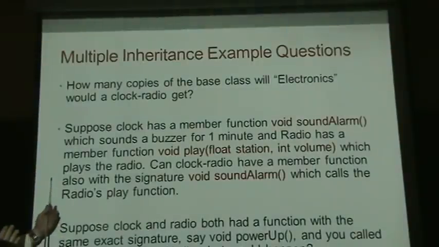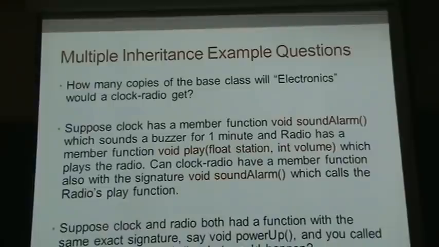Now you've inherited from both of them. You now have two methods with the same exact name. Can the clock radio call PowerUp, and which one would it call? Would it take the one it got first from the clock? How does it know which PowerUp, it got two PowerUps in the multiple inheritance?